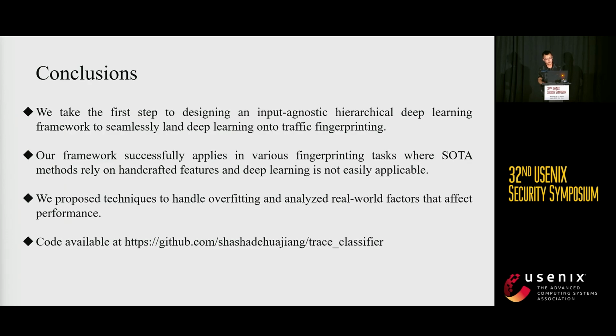So in conclusion, we took the first step in designing an input-agnostic hierarchical deep learning framework to seamlessly land deep learning onto traffic fingerprinting. Our framework successfully applies in various fingerprinting tasks where certain methods rely on handcrafted features and deep learning is not easily applicable. Furthermore, we propose techniques to handle overfitting and analyze real-world factors that affect the performance in our paper. It achieves better or at least comparable performance with just one paradigm.